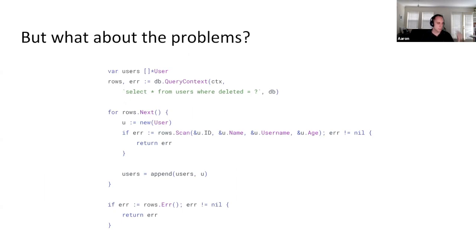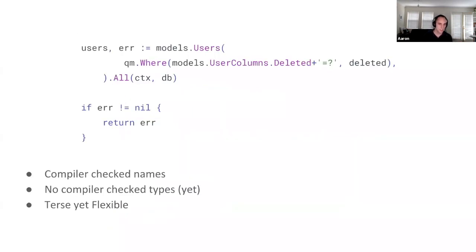What about these problems? Here's that select statement that we're looking at. What does it look like in SQLBoiler? Well, it looks like this. What you do is you create a users query, models.users, and you qualify that with the where statement. Here we're using models.user columns.deleted, and that's a constant that's generated for you based on your schema. When that schema changes, that name either goes away or it changes, and your compile is going to fail. This is leagues above having a string.